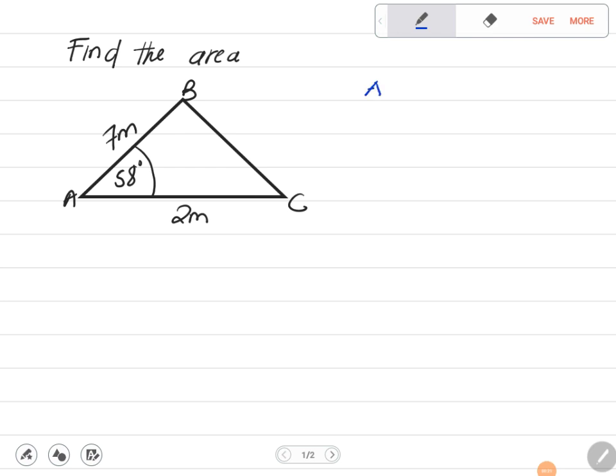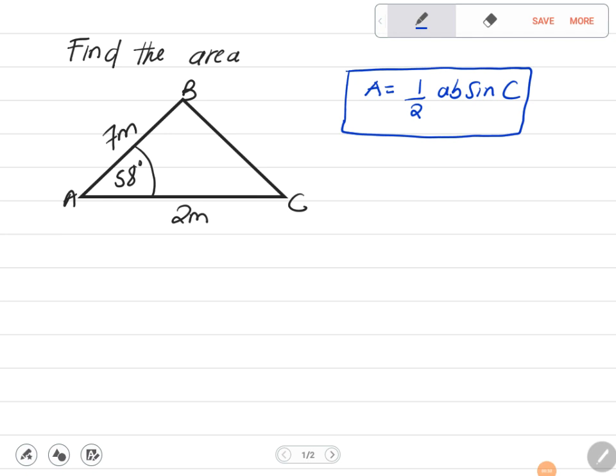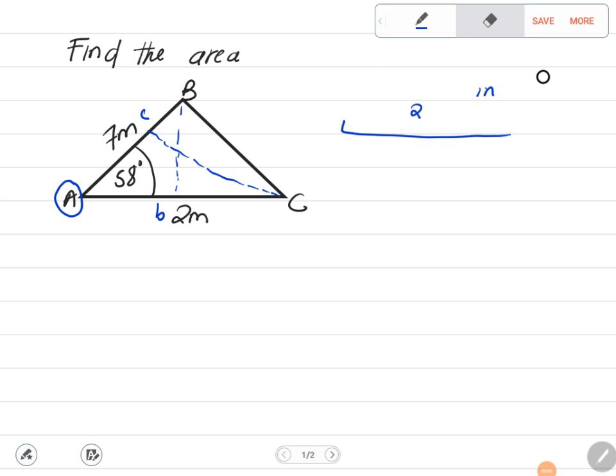Now, the area of a non-right angle triangle is given by something like this. It's just a formula. Those letters can represent anything depending on the letters that are there on the diagram. But for me here, I'm going to use this side, side B, and I'm also going to use that side, side C, and I'm also going to use angle A. Hence, my formula becomes like this.